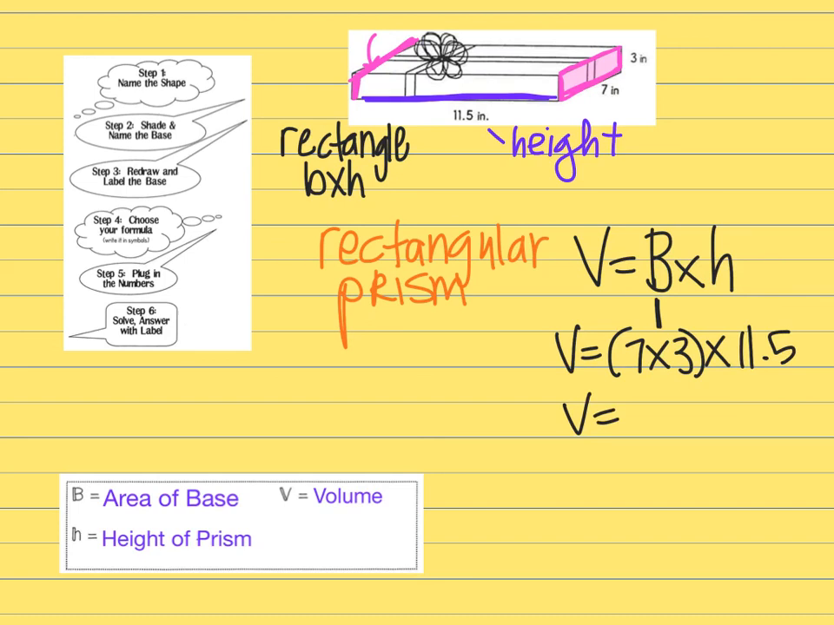Then I can type this entire thing in my calculator, or you can do 7 times 3 in your head and then try to figure out what that would be. But the final answer, when you finish typing it in, is 241.5. This time the box is measured in inches, but again, volume is always going to end with cubic units. So I have my exponent 3, and then final answer would be 241.5 cubic inches.